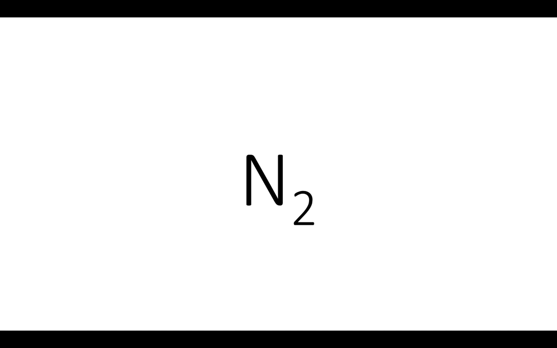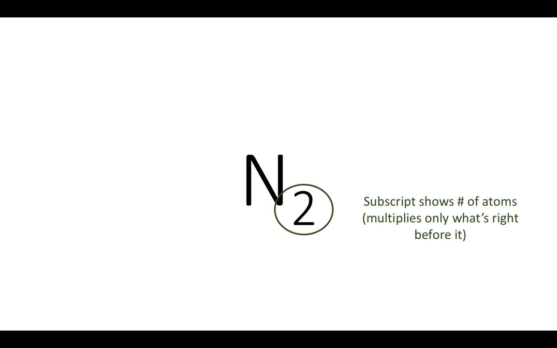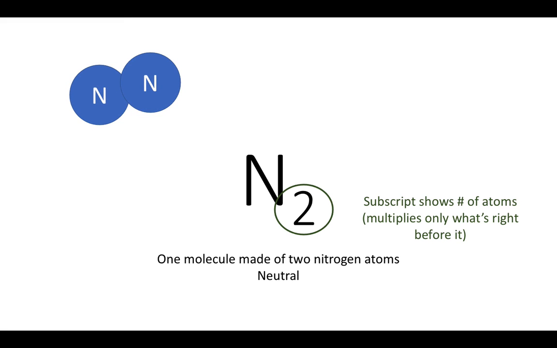Now here's nitrogen again, but this number is written small and below instead of small and above. So this is called a subscript, and this subscript shows the number of atoms. It multiplies the thing that came right before it. So this 2, subscript, multiplies the nitrogen. That means that we have a molecule made of 2 nitrogen atoms. So it's going to look like this. Notice that there is one molecule, right? So there's an invisible 1, that ones are always invisible in chemistry, and the 2 refers to the number of nitrogen atoms in that one molecule.